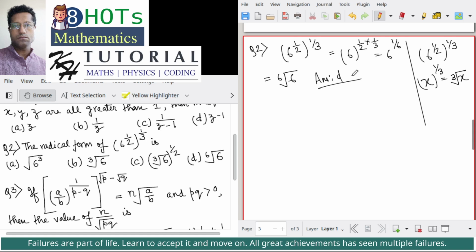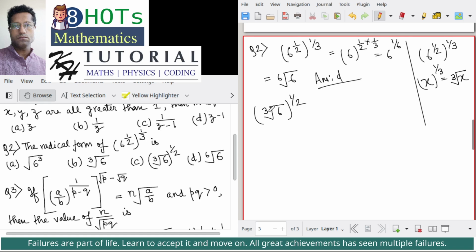I can see that choice C is also the same thing. So why? One thing to note is that it has asked to express 6 to the power half whole raised to the power 1 by 3 in the radical form. Please note that the expression of choice C is not in radical form, because this is an exponential form, as we are seeing something raised to the power 1 by 2.